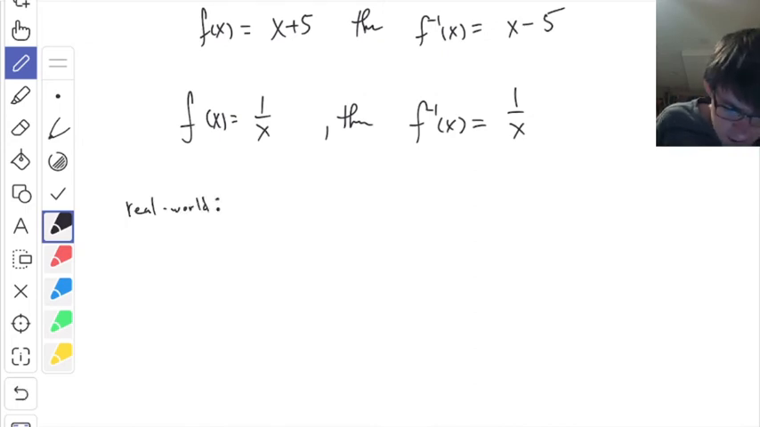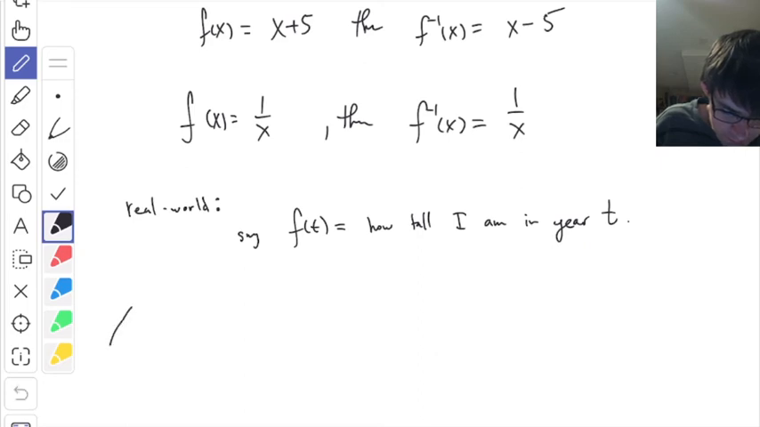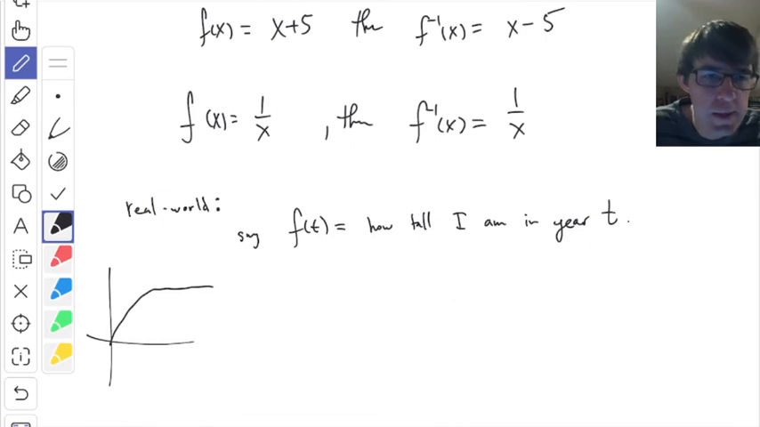How about, let's say that f of t represents how tall I am in year t, of my life. Over time, of course, your height increases over the duration of your lifetime. And you can make a function out of that. Looks something like this, probably. After a while, you reach some kind of maximum height where you stay for the rest of your life. Anyway, what would the inverse of that be?